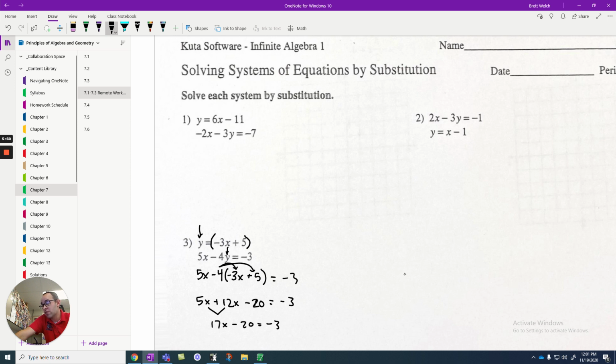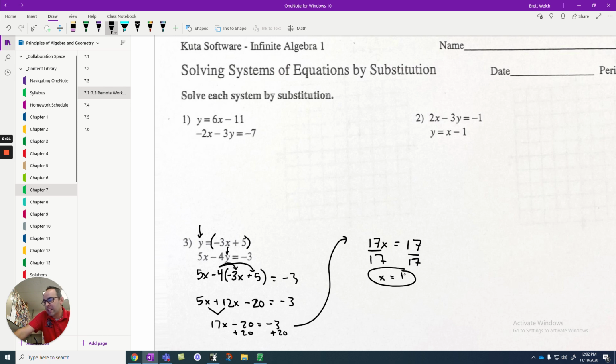But now I can solve for x by adding 20 to both sides. This becomes 17x equals 17, because a negative 3 plus 20 comes out to be 17. And if I divide both sides by 17, I get that x must be 1.